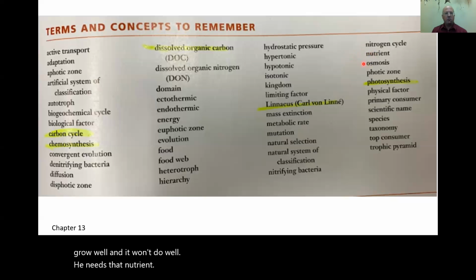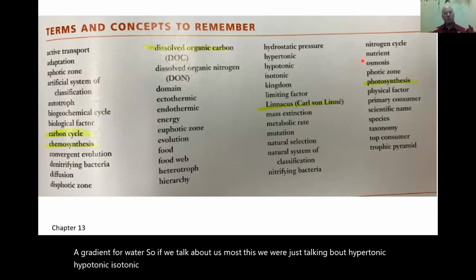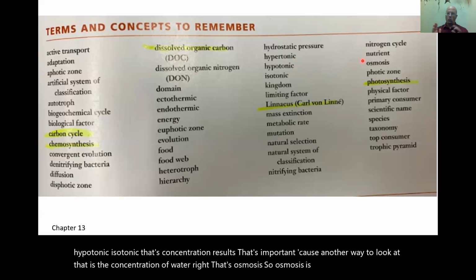Osmosis is the process whereby things move down a gradient for water. So if we talk about osmosis, we were just talking about hypertonic, hypotonic, isotonic. That's concentration of salts. That's important because another way to look at that is the concentration of water. That's osmosis. So osmosis is the moving of water.